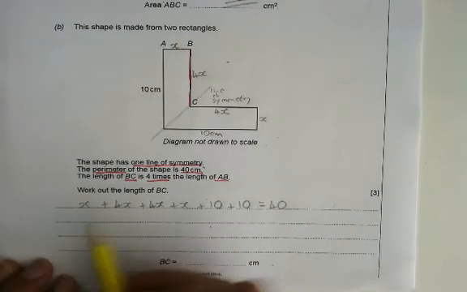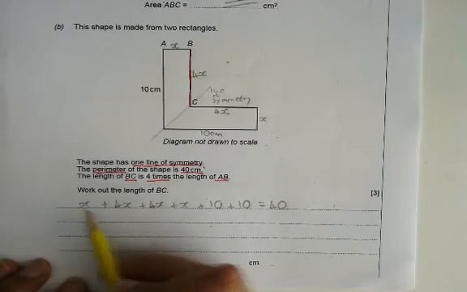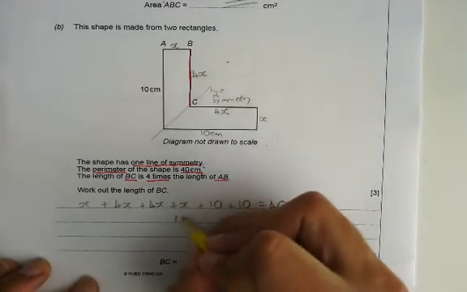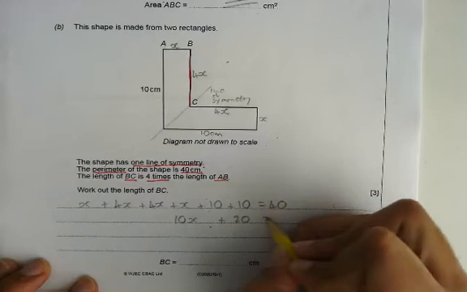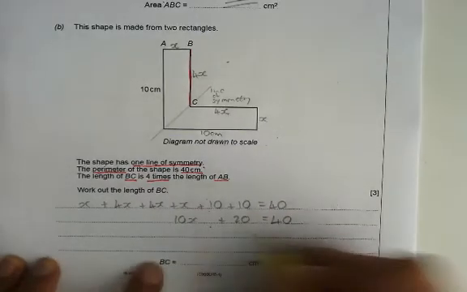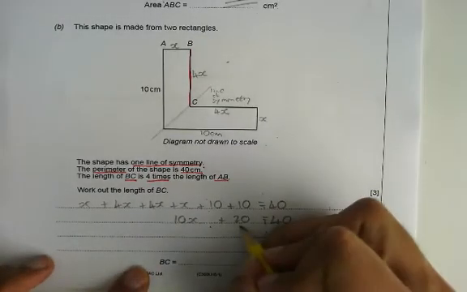Okay, now we can simplify that. Let's group our x's together. 1x, 2x, 4x and 4x is going to be 8x. So all together there we've got 10x. 10 add 10 is 20, so 10x add 20 equals 40. And now this is an equation that we can solve.